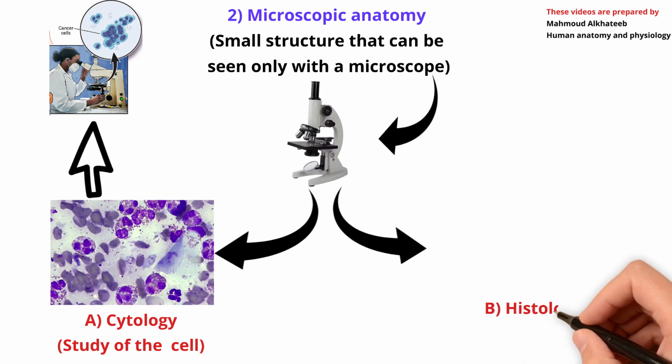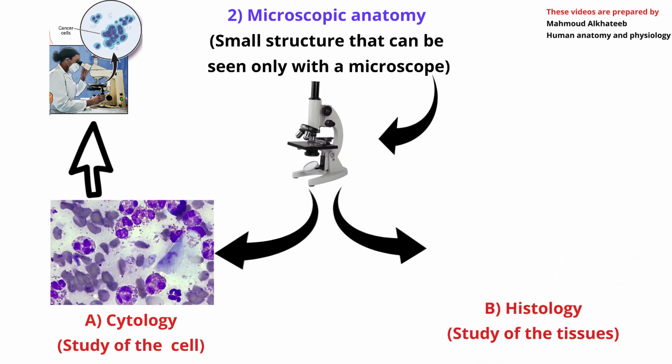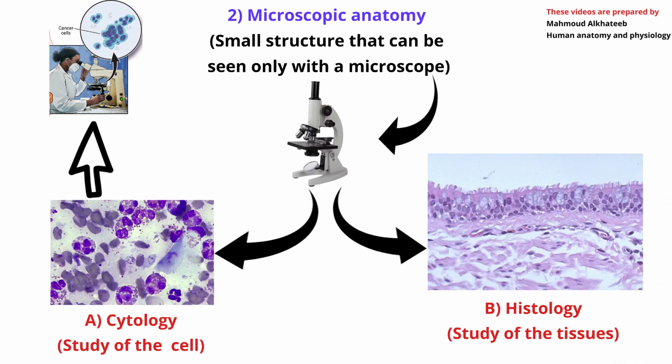On the other hand, histology. This type involves the study of tissues, groups of cells working together to perform a specific function. Histologists examine tissue samples from various organs, analyzing their cellular arrangement and structure. Histology is crucial for understanding diseases like cancer, as it can reveal abnormal tissue growth and structural changes.